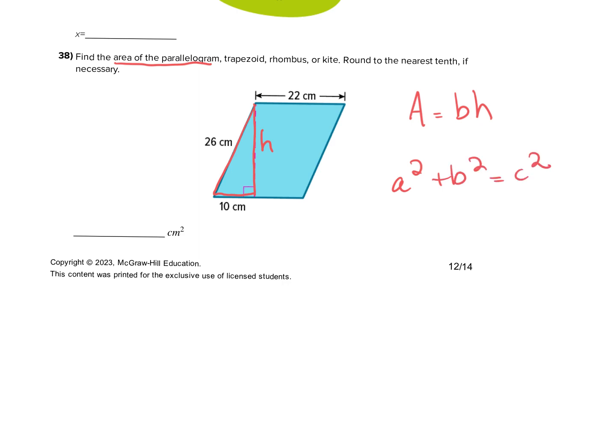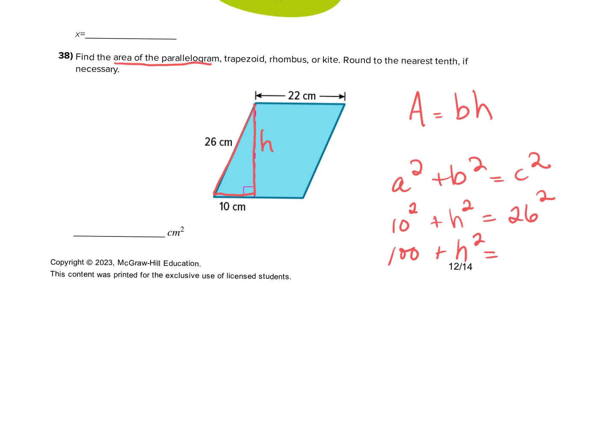I can calculate the length of the height. Okay, so remember, A and B are the legs, so it doesn't matter whether the height's A or B. But C must always be your hypotenuse. Okay, so always do exponents before you add or subtract.